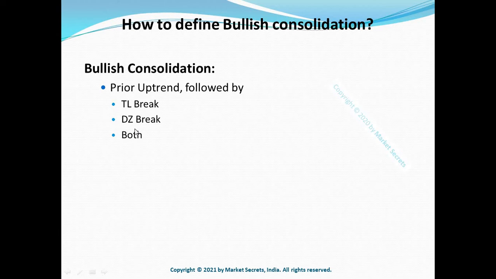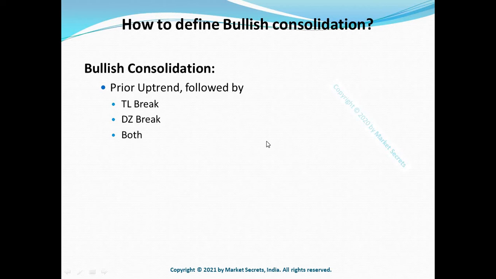So in simple terms, price was earlier in an uptrend, but it has now broken the trend line or it has broken a demand zone. This indicates the price has lost its steam. So now the price is not in an uptrend anymore and it is now in bullish consolidation.